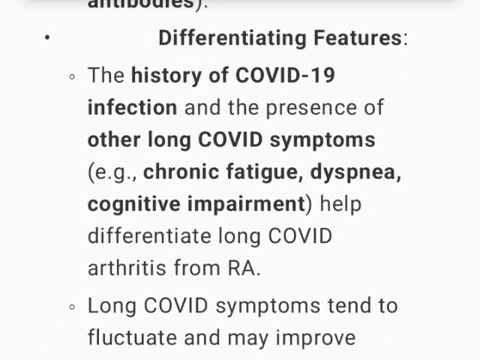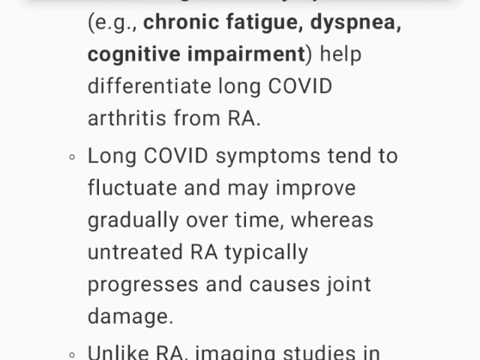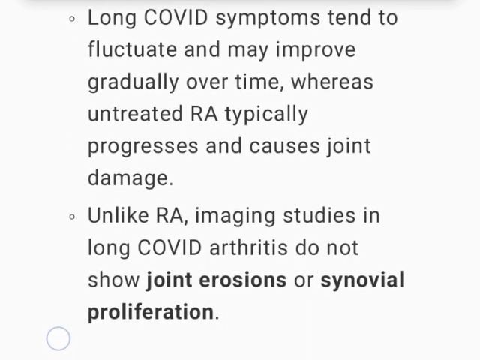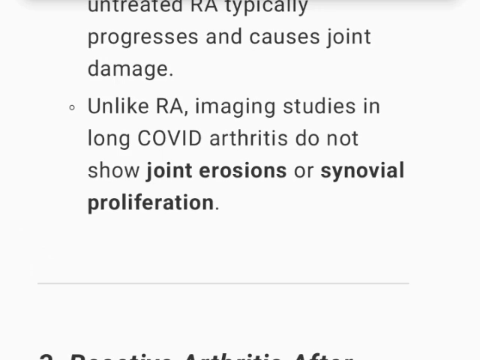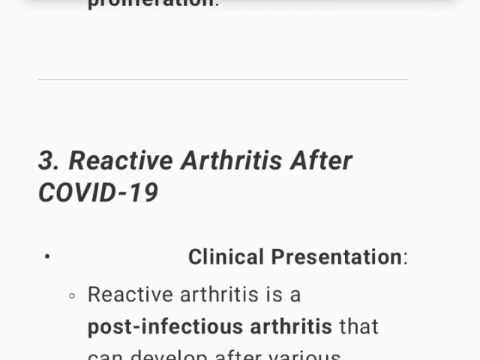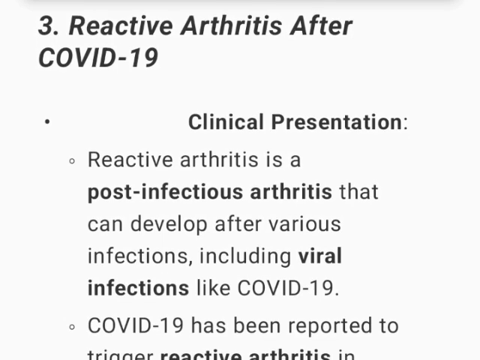Differentiating features. The history of COVID-19 infection and the presence of other long COVID symptoms, e.g., chronic fatigue, dyspnea, cognitive impairment, help differentiate long COVID arthritis from RA. Long COVID symptoms tend to fluctuate and may improve gradually over time, whereas untreated RA typically progresses and causes joint damage. Unlike RA, imaging studies in long COVID arthritis do not show joint erosions or synovial proliferation.